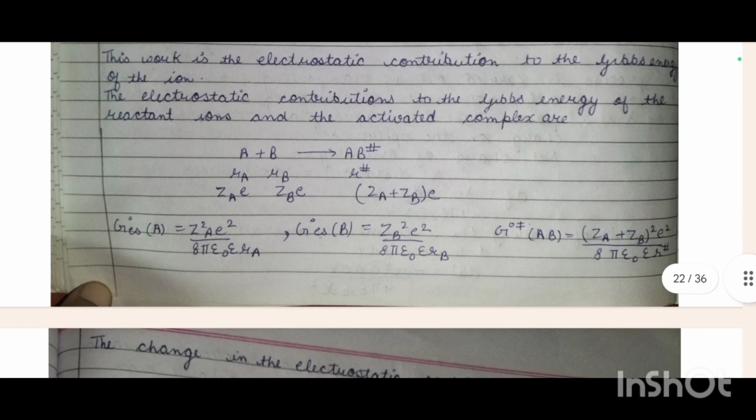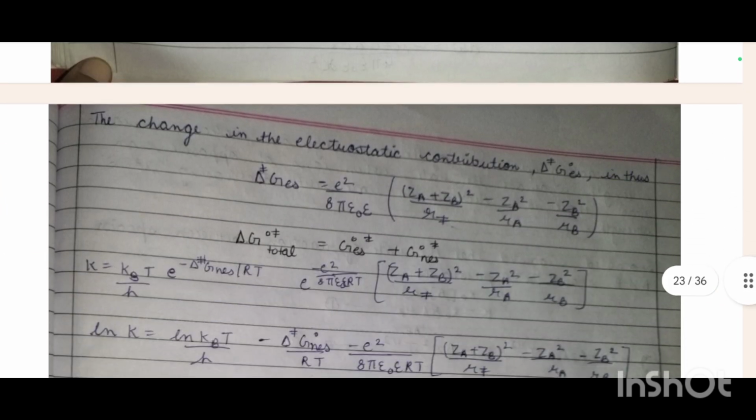The Gibbs free energy of A is equal to z_A² e²/(8πε₀ε r_A). The Gibbs free energy of B is equal to z_B² e²/(8πε₀ε r_B), and G of the AB is equal to (z_A + z_B)² e²/(8πε₀ε r‡). The change in the electrostatic contribution, that is ΔG, is equal to e²/(8πε₀ε) multiplied by [(z_A + z_B)²/r‡ minus z_A²/r_A minus z_B²/r_B].